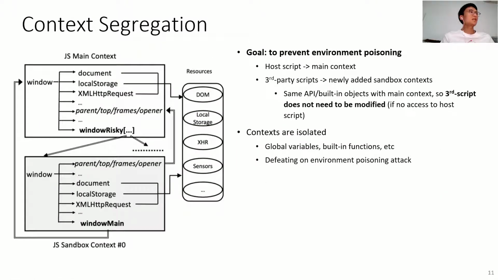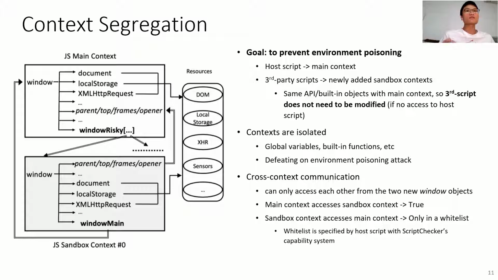The last component in our approach is the context segregation. It targets preventing the environment pointer attack. We put the host script into the main context and put the third-party script into the Thunderbolt context. Unlike the web worker context, the Thunderbolt context has the same APIs and objects as the main context, so a third-party script does not need to be modified. Since the contexts are isolated, the environment pointer attack can be defeated.